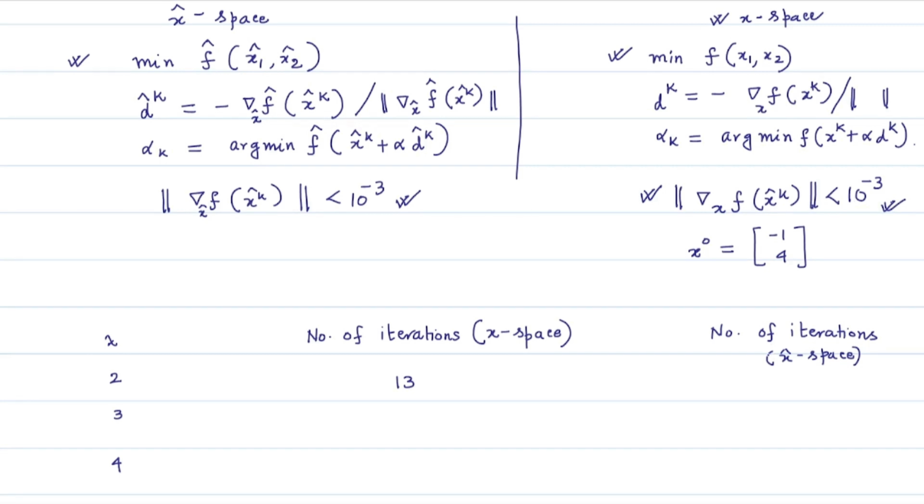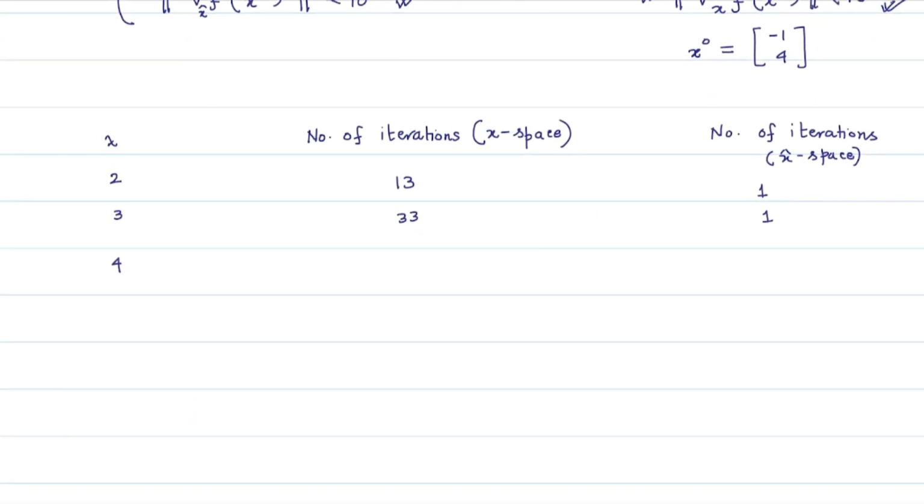But in the x hat space, for any initial point, any point you take in the R2 plane, when you employ this descent direction method, you will find that you require only one iteration to reach this stopping condition. For lambda equal to 3, you will find that in the x space you require 33 iterations, but in the x hat space you require only one iteration.